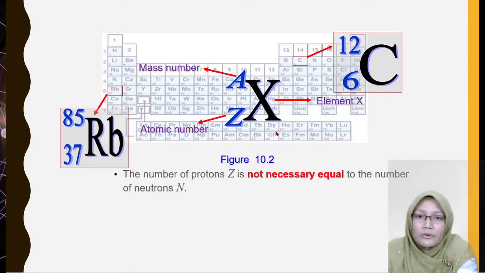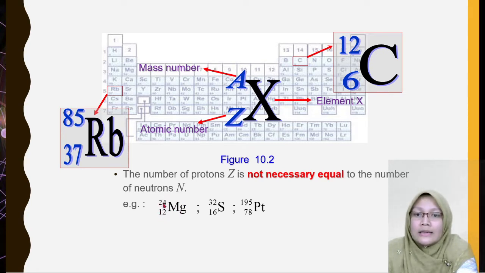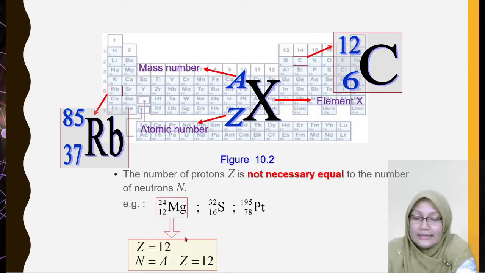The number of protons Z is not necessarily equal to the number of neutrons, but some of them are the same. For example, magnesium: its number of protons Z is 12, and its number of neutrons is A minus Z, so it is also 12. In this case, the number of protons and the number of neutrons are equal.